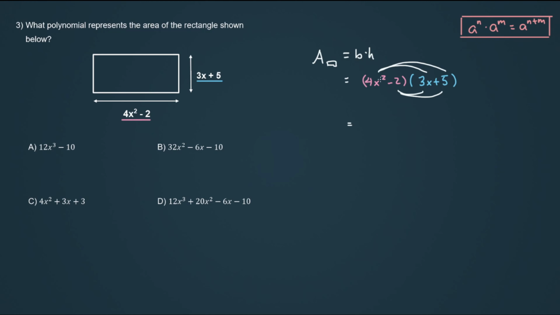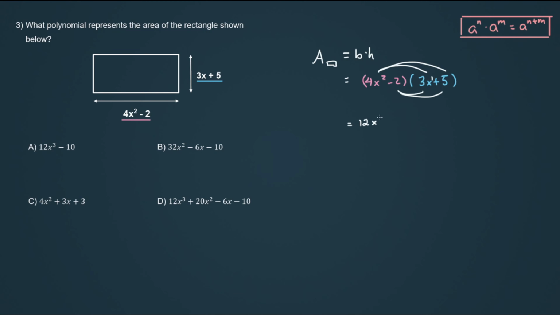Okay, so 4x squared times 3x, we multiply the coefficients, that's 12. And here we have x squared, here we have x, so we can use this law of exponents here. They have the same base. We're going to add their exponents. Remember, if there's nothing written, it's like it has an exponent of 1.